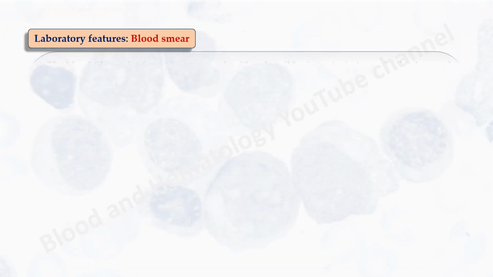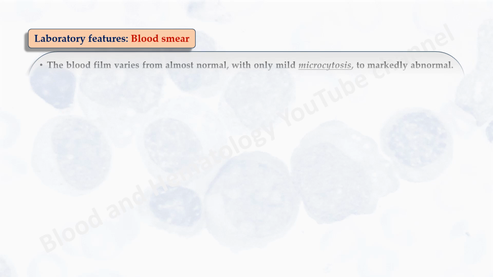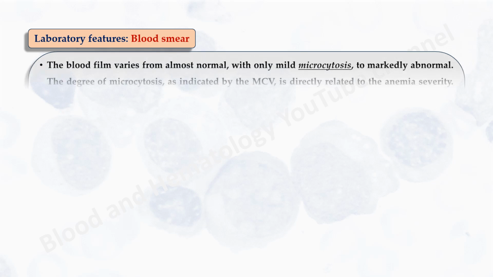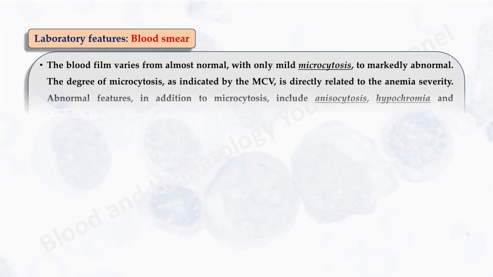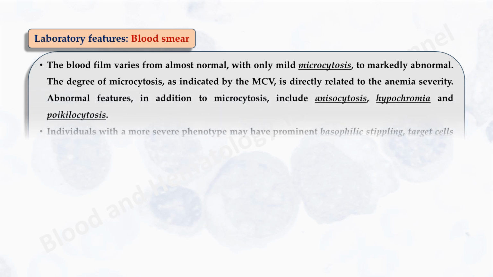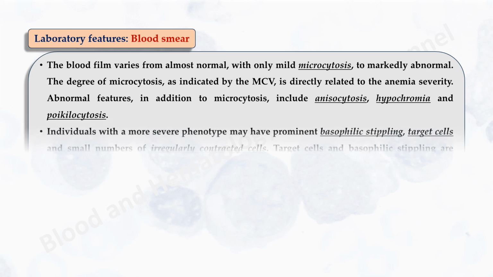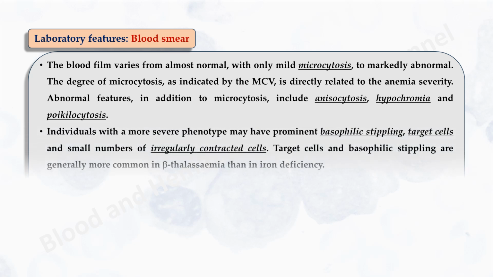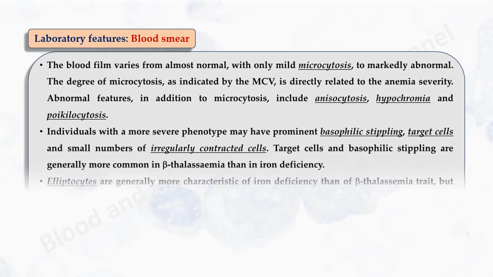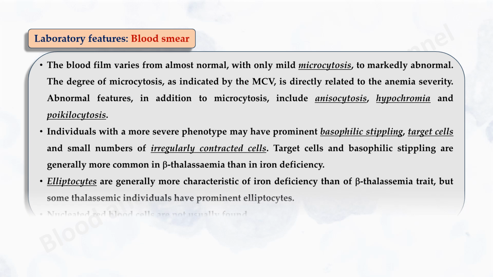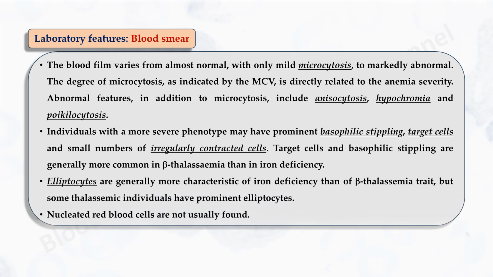The blood film varies from almost normal, with only mild microcytosis, to markedly abnormal. The degree of microcytosis, as indicated by the MCV, is directly related to the anemia severity. Abnormal features, in addition to microcytosis, include anisocytosis, hyperchromia, and poikilocytosis. Individuals with a more severe phenotype may have prominent basophilic stippling, target cells and small numbers of irregularly contracted cells.